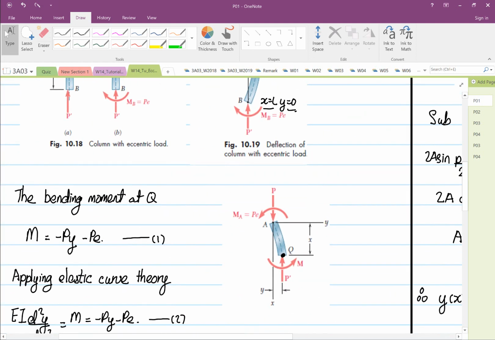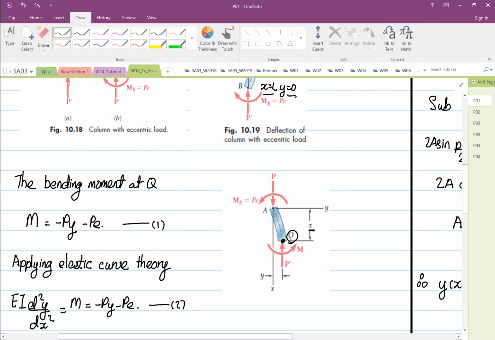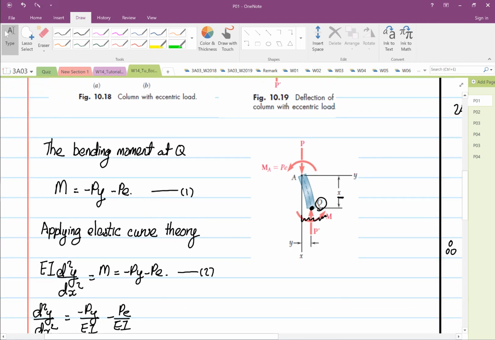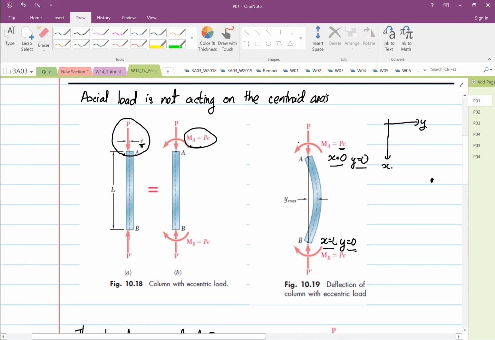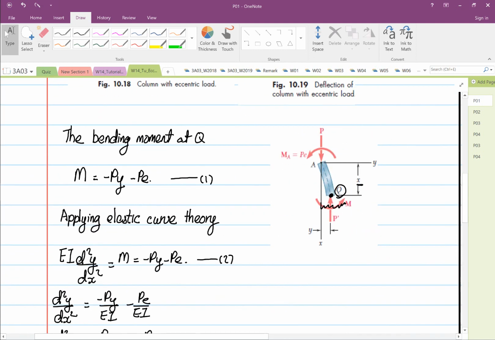Now we're going to pick a certain distance x from the top point A, and we're going to call this point Q. At this moment I want you all to ignore this moment down here, it's not valid. So the moment at point Q will be PY minus PE, where PY acts in a clockwise direction, and PE, which is the offset from the centroid, is also rotating in a clockwise direction.